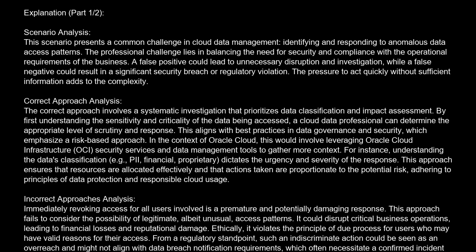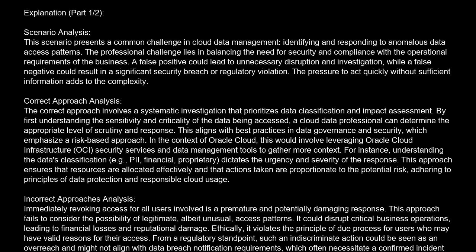A false positive could lead to unnecessary disruption and investigation, while a false negative could result in a significant security breach or regulatory violation. The pressure to act quickly without sufficient information adds to the complexity. Correct approach analysis. The correct approach involves a systematic investigation that prioritizes data classification and impact assessment. By first understanding the sensitivity and criticality of the data being accessed, a cloud data professional can determine the appropriate level of scrutiny and response.